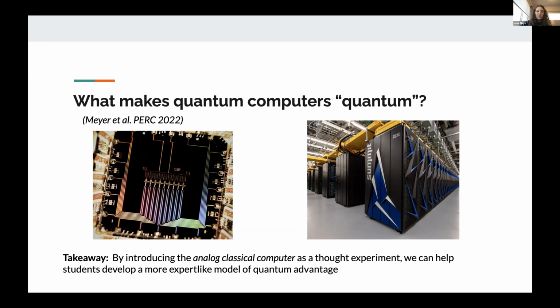But by asking students to compare and contrast what the analog classical computer can do versus the digital classical computer and versus the quantum computer, it really helps tease out the aspects like entanglement that are truly quantum about the quantum computer and where quantum advantage comes from, rather than focusing on superficial differences like the analog-digital distinction that so many students tend to bring up.